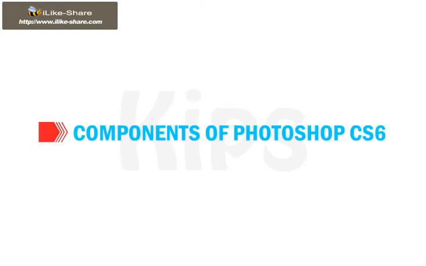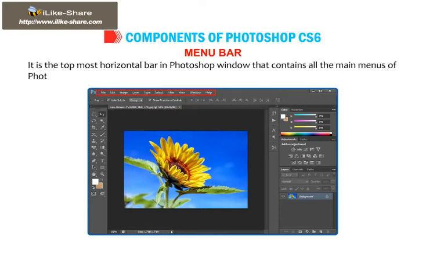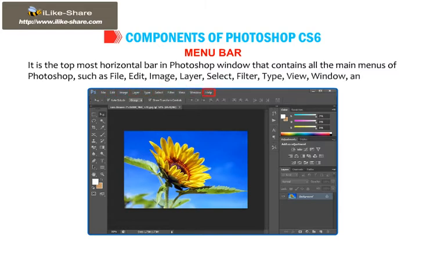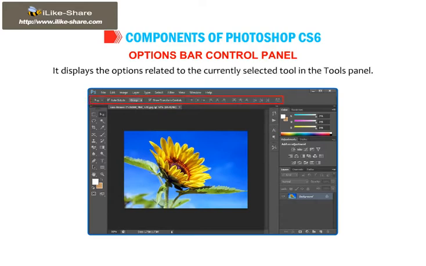Okay students, let us discuss the components of Photoshop CS6. Menu bar. It is the topmost horizontal bar in the Photoshop window that contains all the main menus of Photoshop such as File, Edit, Image, Layer, Select, Filter, Type, View, Window and Help. Options bar control panel. Immediately below the menu bar is the options bar control panel. It displays the options related to the currently selected tool in the Tools panel.